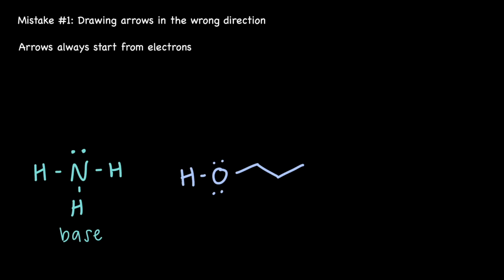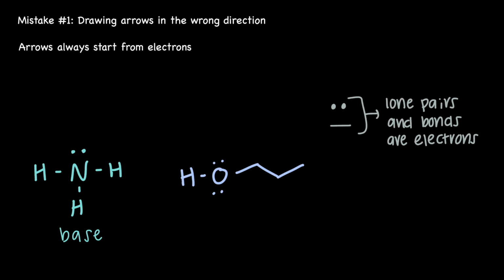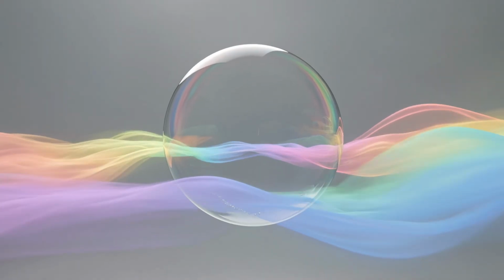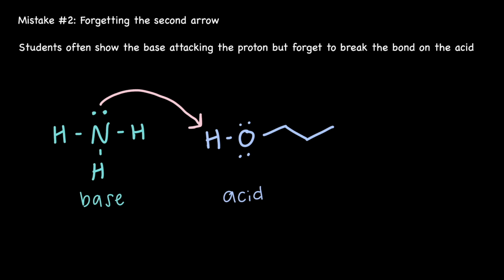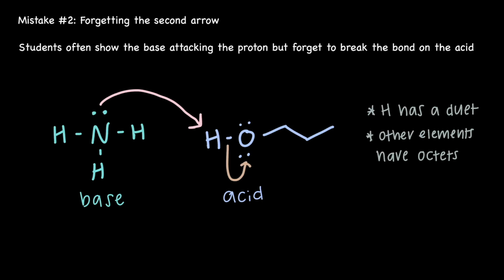Remember, arrows always start from electrons. Lone pairs and bonds have electrons we can draw arrows from. Never start an arrow from the proton. The arrow should begin at the lone pair on the base and move toward the hydrogen. Mistake number 2, forgetting the second arrow. Students often show the base attacking the proton but forget to break the bond on the acid. If hydrogen already has one bond, another bond cannot form unless the original bond breaks. Hydrogen has a duet of 2 electrons. Other elements have octets. Exceptions are boron, and C+ atoms lack octets and have 6 electrons.